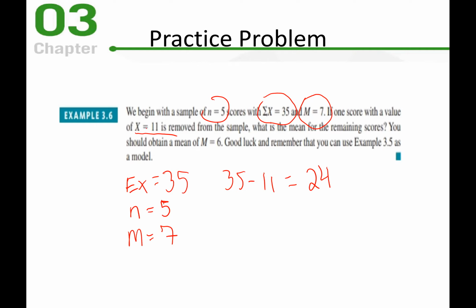But if we remove the score, it's also going to change the sample size. The sample size was 5, meaning that there's 5 scores. Well, now there's one less score, so it's 5 minus 1, and that's going to give us a sample size now of 4. So if we take 24 and divide by 4, which is the number of scores in our sample, it is going to give us a sample mean of 6. And that's how you would handle that particular problem.